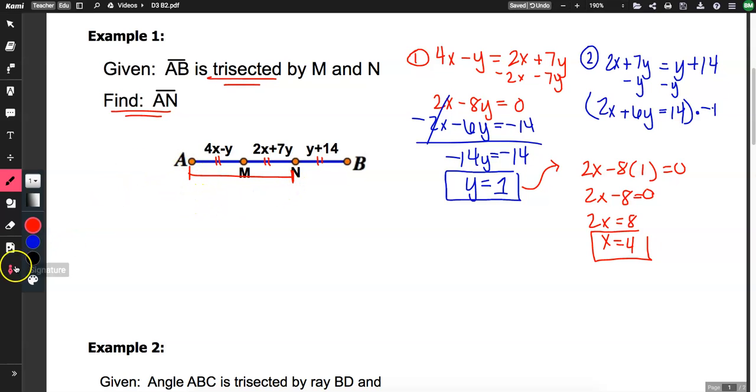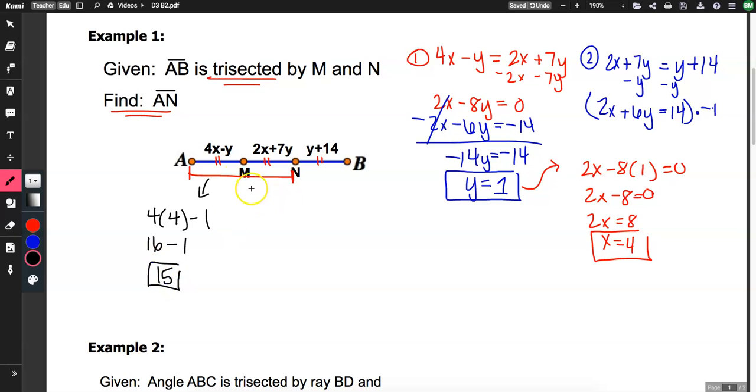So I'm going to plug in those values to each section. 4 times x, so times 4, minus y, which is 1. 8 minus 1 equals 7. Whoops. 4 times 4 is not 8. 16 minus 1 is 15.